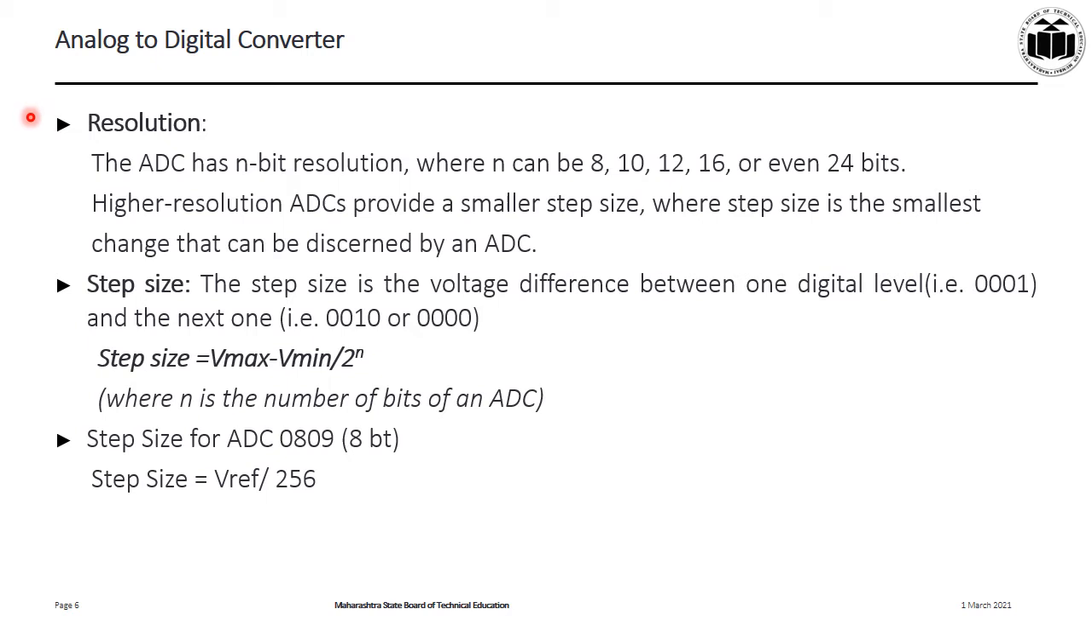Some terms related to ADC. An ADC has n bit resolution where n can be 8, 10, 12, 16 or even 24. Higher the resolution, smaller will be the step size. Step size is the voltage difference between one digital level to the next. So for example, from 0 to 1.